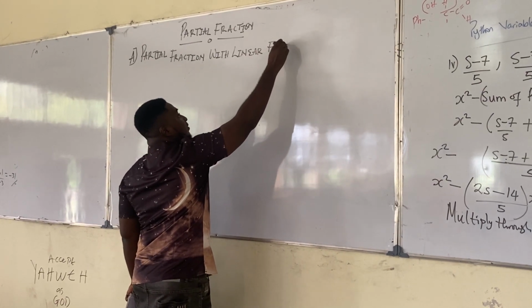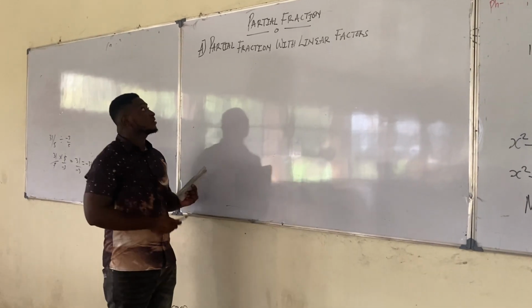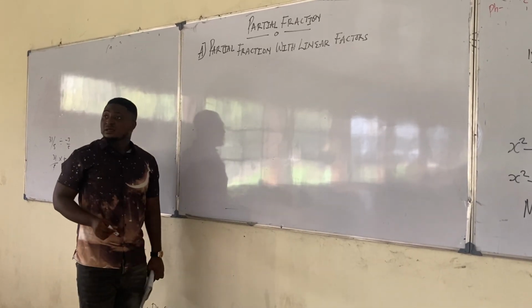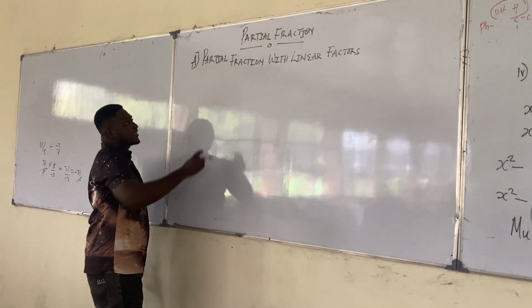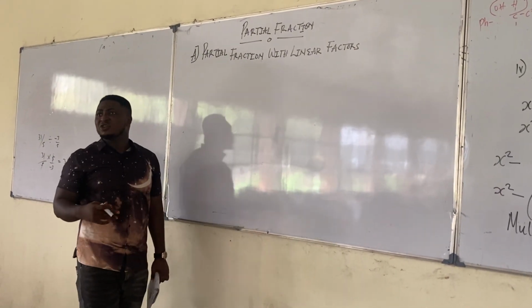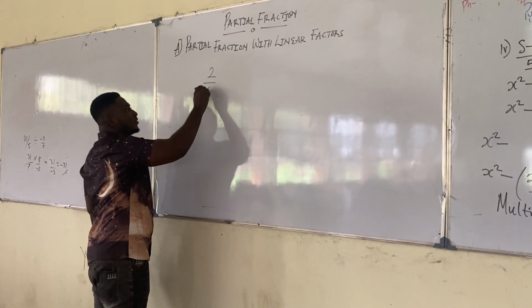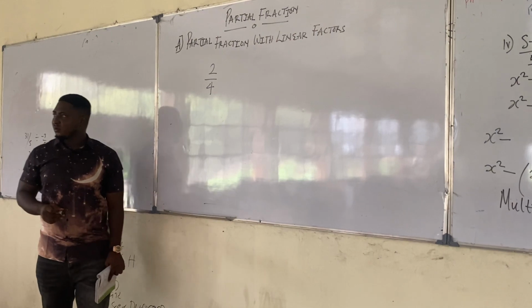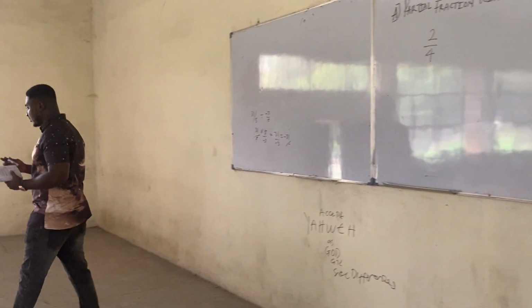Class, no noise. Partial fractions with linear factors. Class, first of all, what is a partial fraction? In order to understand partial fraction, you must understand your normal fraction. Class, if I give you a fraction like this, 2/4, this is a normal fraction. We all are aware of fraction, right? Every fraction has numerator and denominator, right?